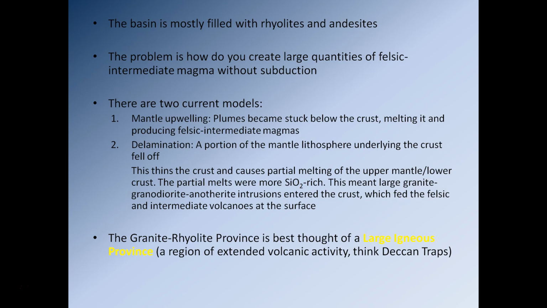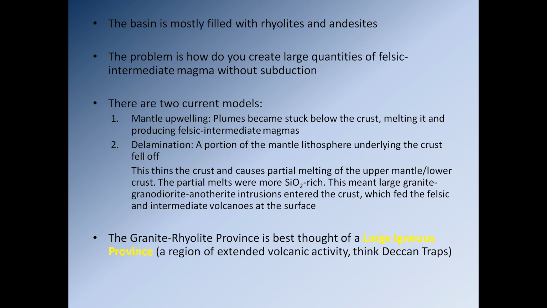The other possibility is the process of delamination. If you remember, below the continental and oceanic crust, there is a piece of mantle rock that is stuck to the bottom of both oceanic and continental crust. And that piece of mantle rock is solid. And if you remember, the crust and the mantle rock combined is referred to as the lithosphere. So in the process of delamination, what can happen is a portion of the mantle rock that's stuck onto the bottom of the crust can simply fall off.